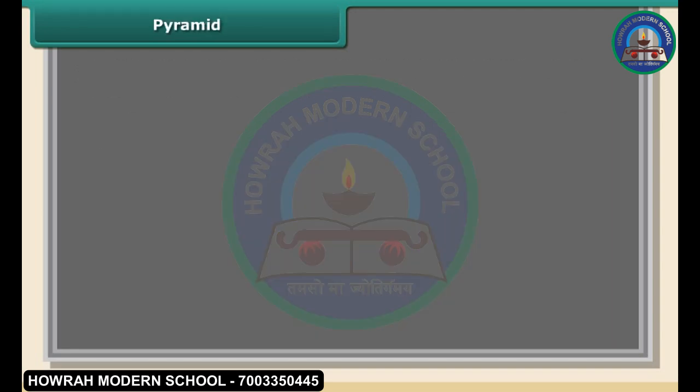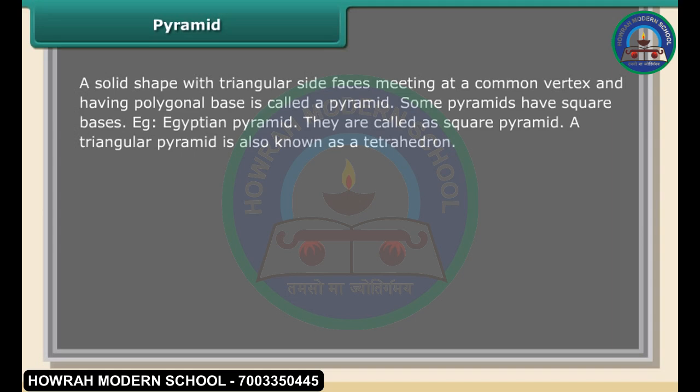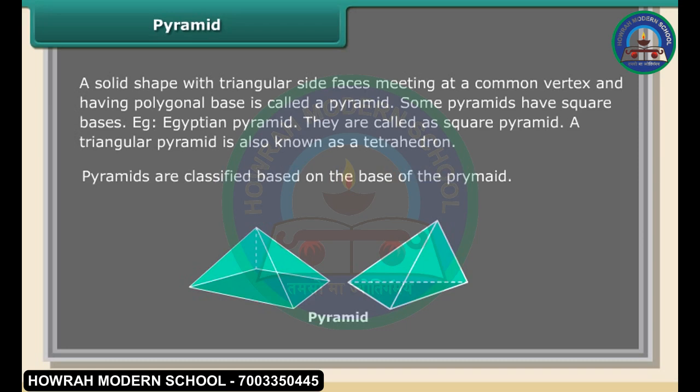Pyramid: a solid shape with triangular side faces meeting at a common vertex and having a polygonal base is called a pyramid. Some pyramids have square bases, for example, the Egyptian pyramid. They are called square pyramids. A triangular pyramid is also known as a tetrahedron. Pyramids are classified based on the base of the pyramid.